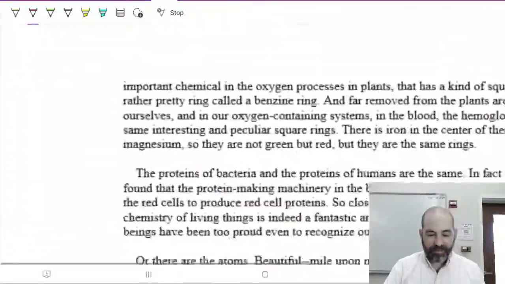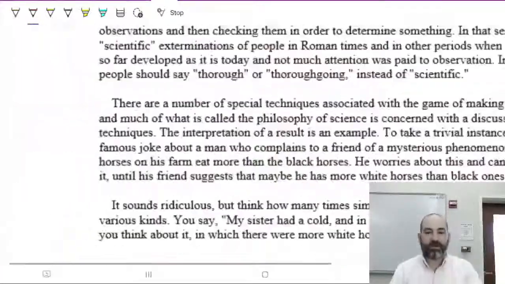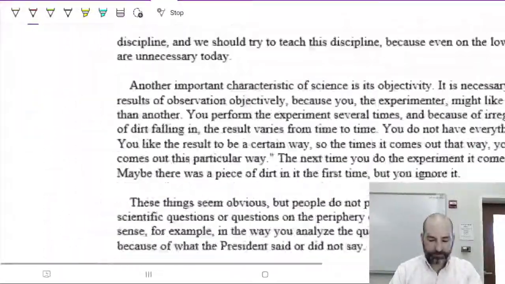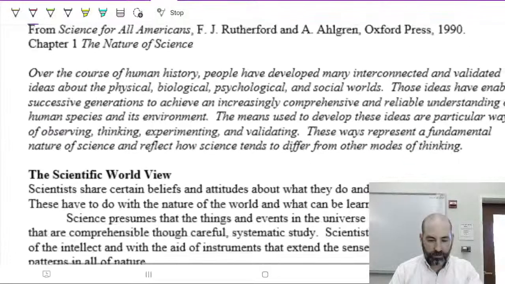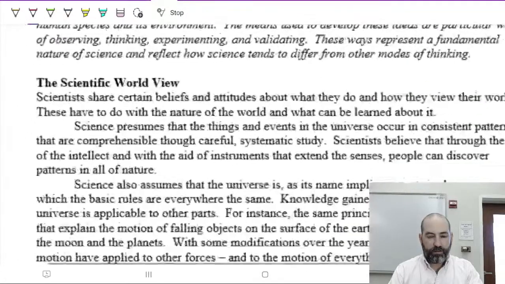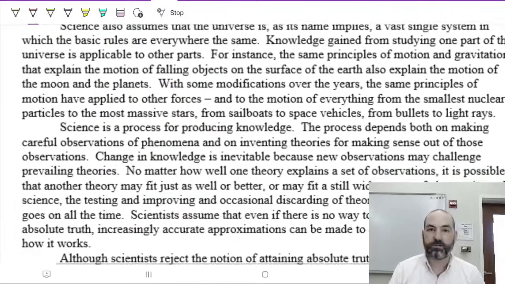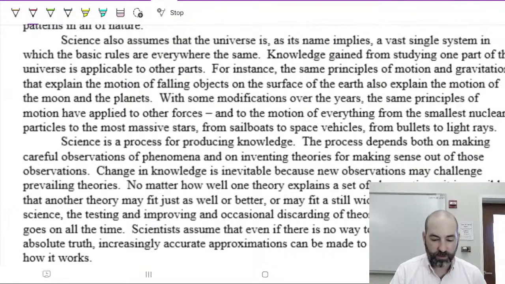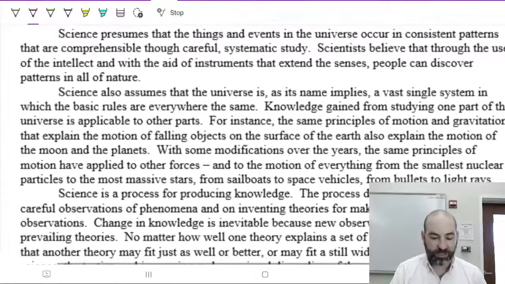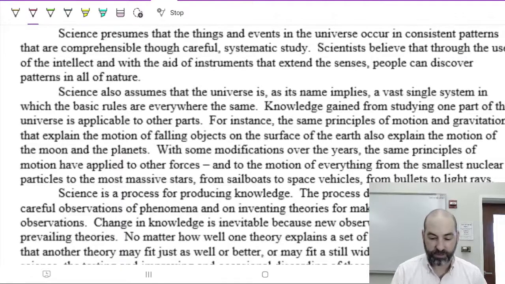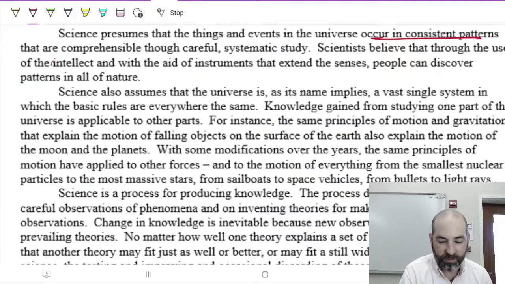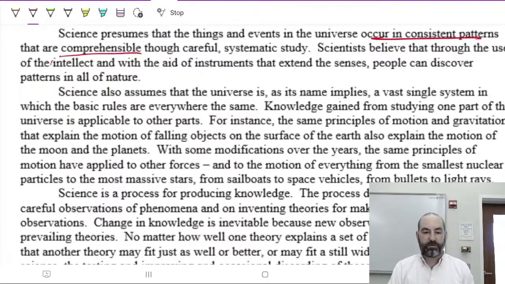Okay, this one is a little bit drier, a little bit more about kind of the general process of science. So a couple things to note here. First, there are some assumptions behind science. One assumption is that things actually are consistent and comprehensible, right? So things are actually knowable. Is that a word? Knowable? We presume that things and events in the universe occur in consistent patterns and that we can understand them if we go through carefully.